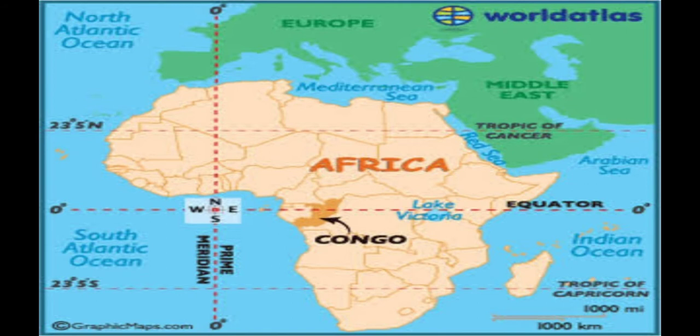It is also called Zaire. So the Congo river is also known as the Zaire river. It is the most powerful river in Africa and has around 40 hydropower plants across it. So this is the importance of the Congo river.